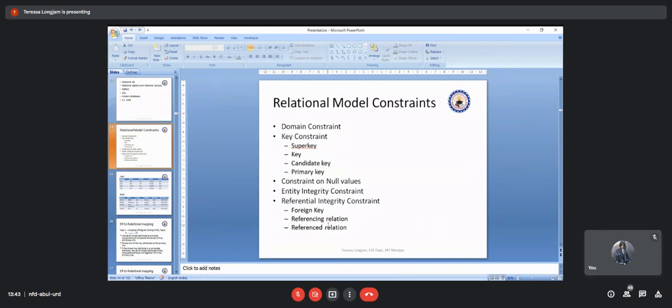So these are a few things you need to know about the relational model. We'll see other examples of the relational model in the next class. For now, if you have any doubt in any of the terms that we have seen so far in this relational model, you can ask.